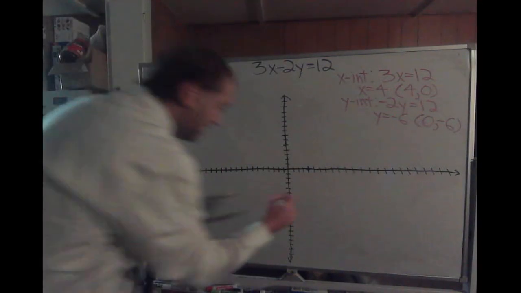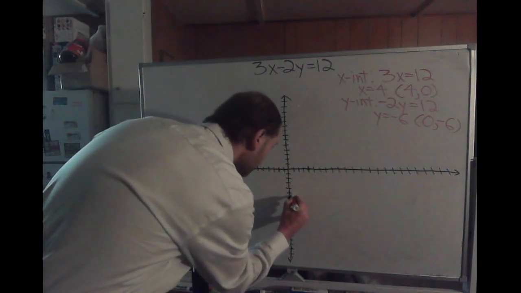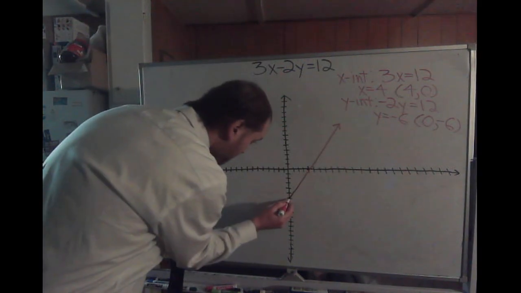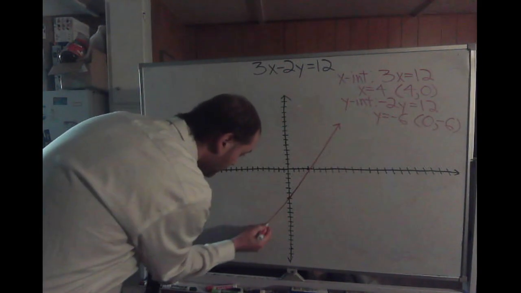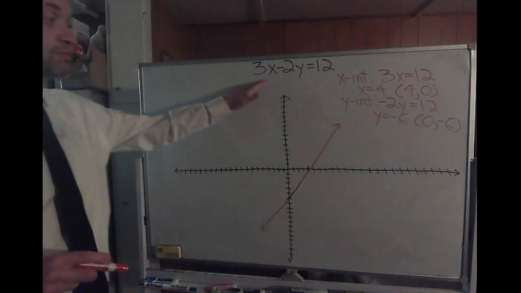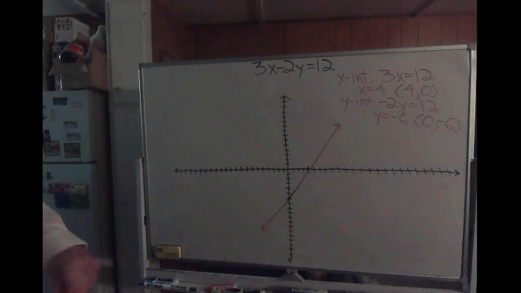Now that we've plotted both points, let's just connect the dots and continue through them. And there you go. There is your graph of 3x minus 2y equals 12.